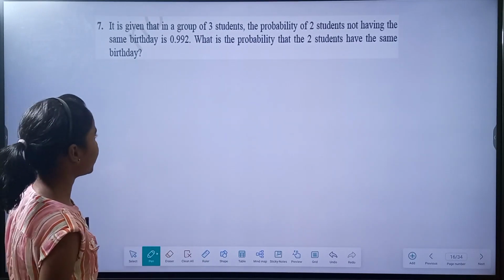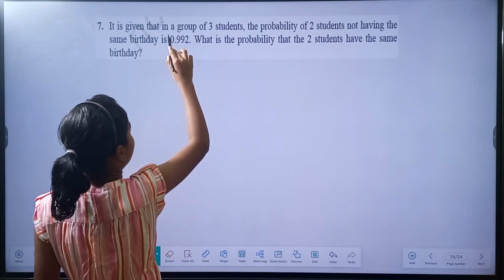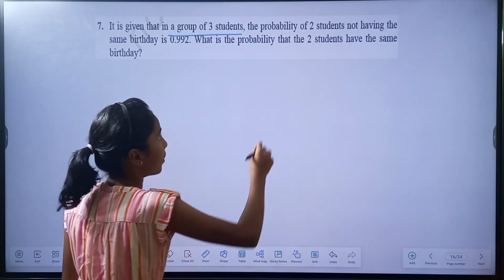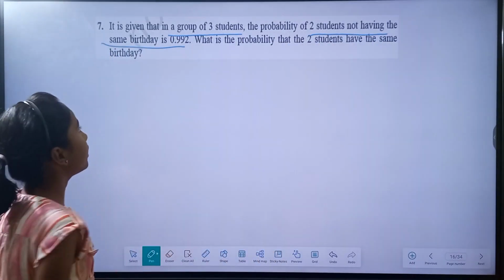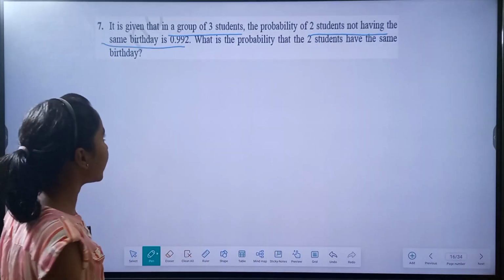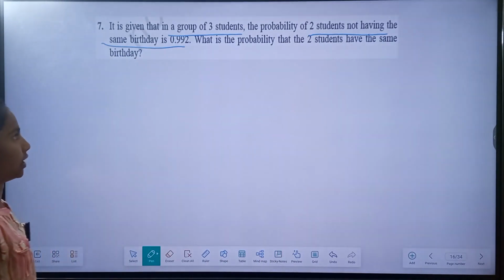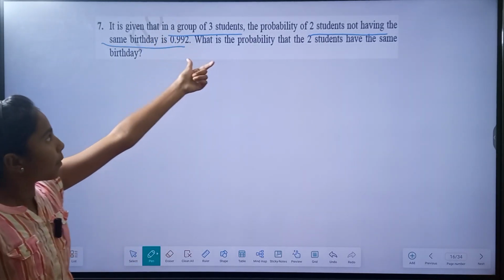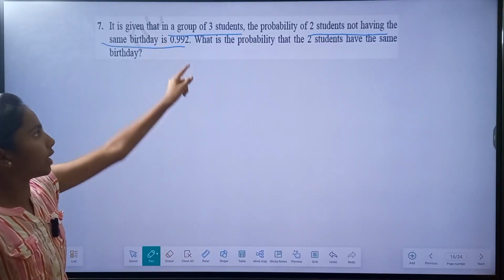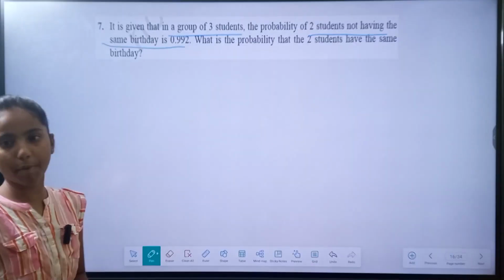Okay. It is given that in a group of 3 students, the probability of 2 students not having the same birthday is 0.992. What is the probability that the 2 students have the same birthday? They have given that in a group of 3 students, the probability of 2 students not having the same birthday is 0.992. Now, let us write what is the probability.